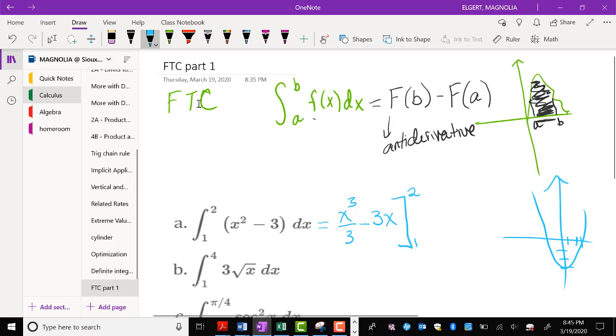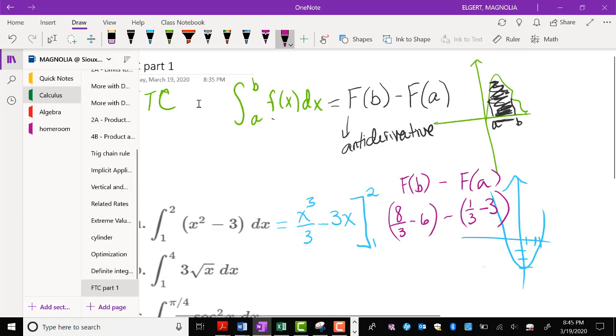So then what you're going to do is plug numbers in. You're going to first put in 2. So if I put 2 in there, I would get 8 over 3 minus 6. That's my f of b. And then I'm going to subtract my f of a. And for a, I'm going to put in 1. So that would give me 1/3 minus 3. And from there, you're going to follow order of operations.